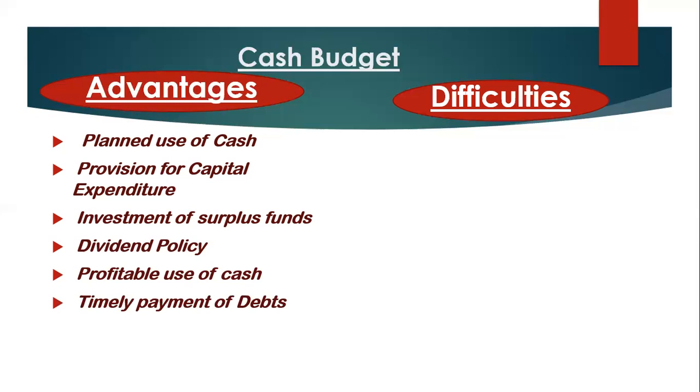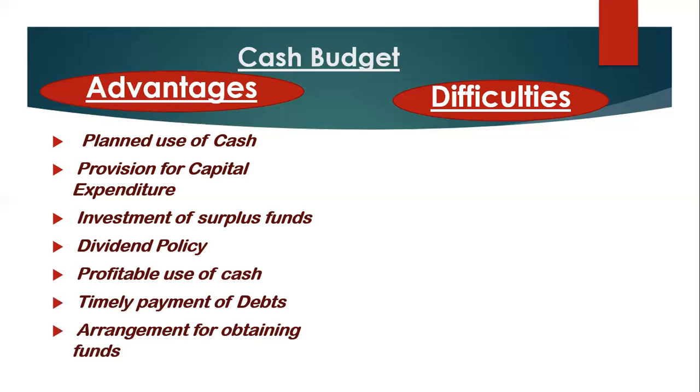The next benefit is timely payment of debts. If we have a certain cash balance, we can know from the cash budget whenever we have cash excess or cash lack, so according to that we can plan the payment of our debts. And if we make the plan of our debt payments according to the cash budget, then we can be very punctual in paying off our debts. So this is also one good advantage of cash budget, that we can make timely payment of our debts.